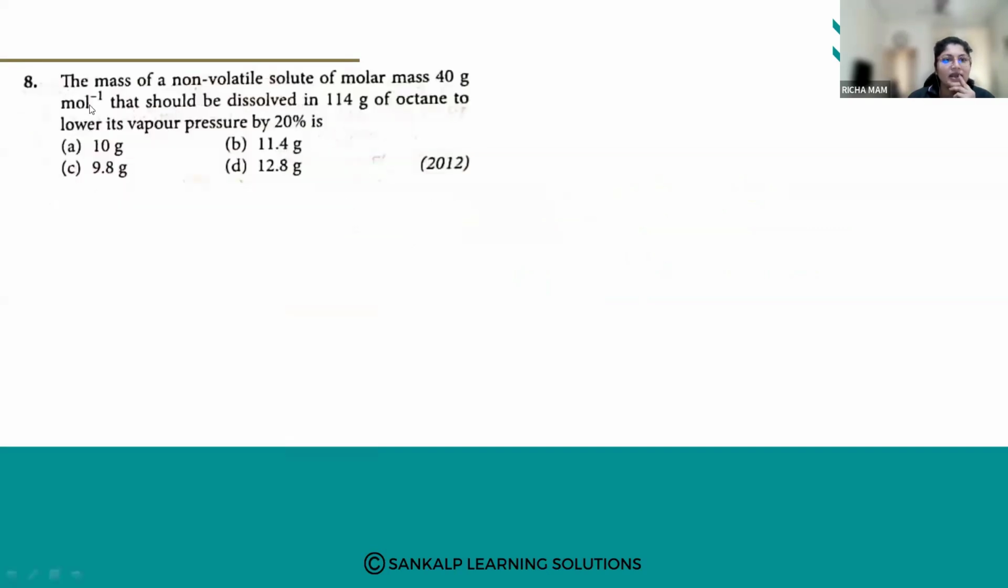Next question. The mass of non-volatile solute of molar mass 40 grams per mole that should be dissolved in 114 grams of octane to lower its vapor pressure by 20% is: A, 10 grams, B, 11.4 grams, C, 9.8 grams, D, 12.8 grams. Okay, so this was a question asked in 2012. So here, now Raoult's law. This is a question based on Raoult's law.